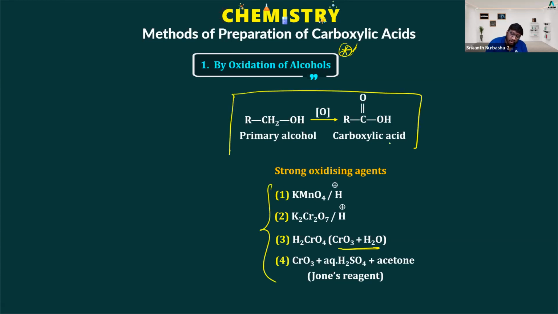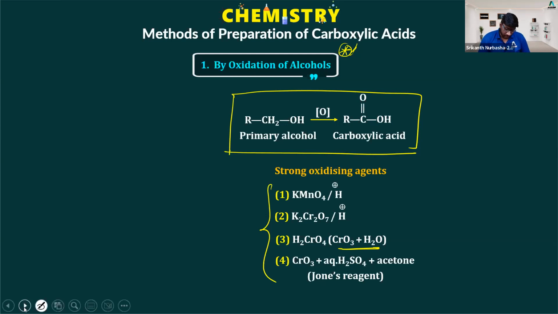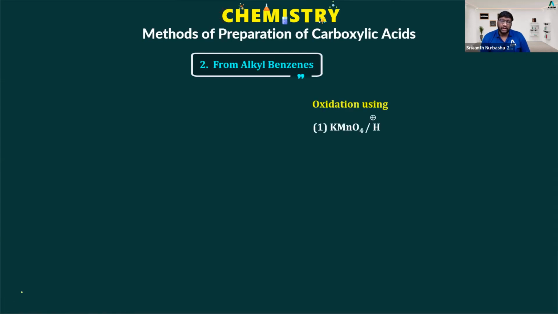Primary alcohol with a strong oxidizing agent: the oxidizing agent itself undergoes reduction, itself undergoes loss of oxygen. So it will give oxygen to the primary alcohol to form the respective carboxylic acids. Is that clear, students? Yes, sir. Primary alcohol will be converted to the respective carboxylic acid whenever you treat with strong oxidizing agents. But secondary alcohol will form ketones.